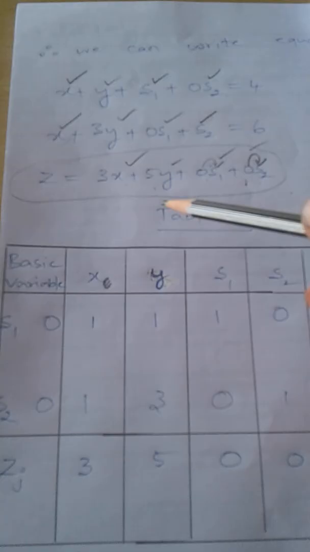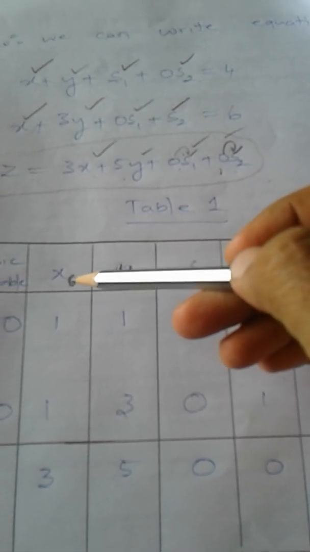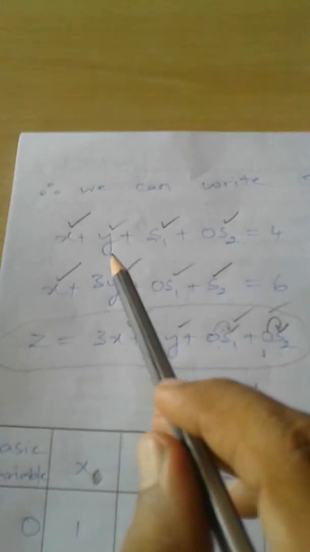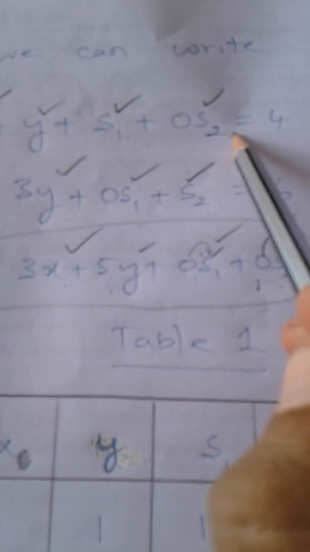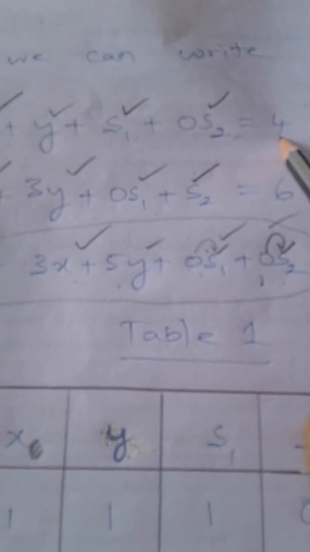Alright. So next what we do is we formulate a simplex table. This is called a simplex table, in which we are going to consider all the values of each of the equations. For example, the first equation is x + y + s1 + 0s2 = 4.